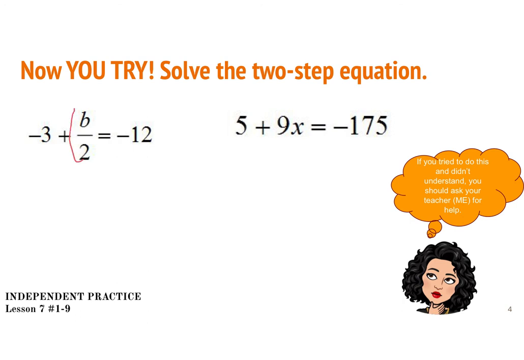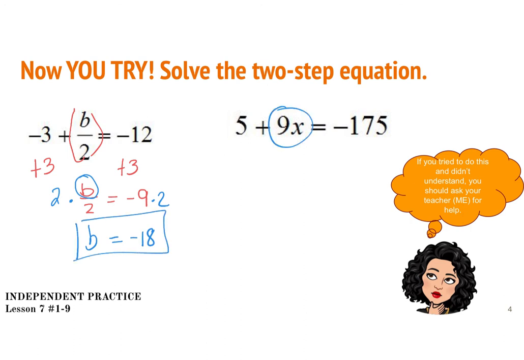So isolate my variable group. So I will add 3 on both sides. So P over 2 is equal to negative 9. Then we want to isolate the variable, so we'll multiply by 2. So P is equal to negative 18.